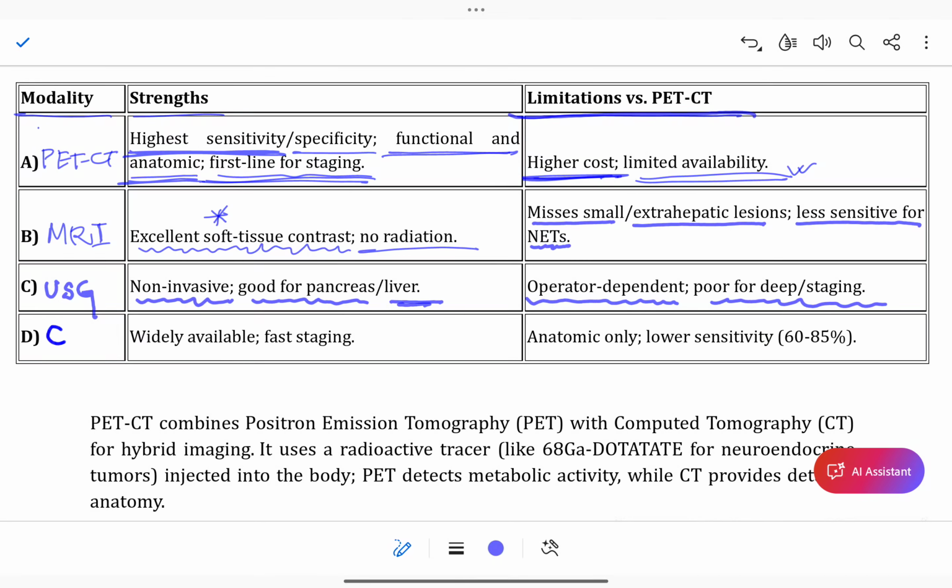Fourth, CT. CT is widely available, especially for fast staging. It is anatomic only, with lower sensitivity, but 60 to 85% is okay.